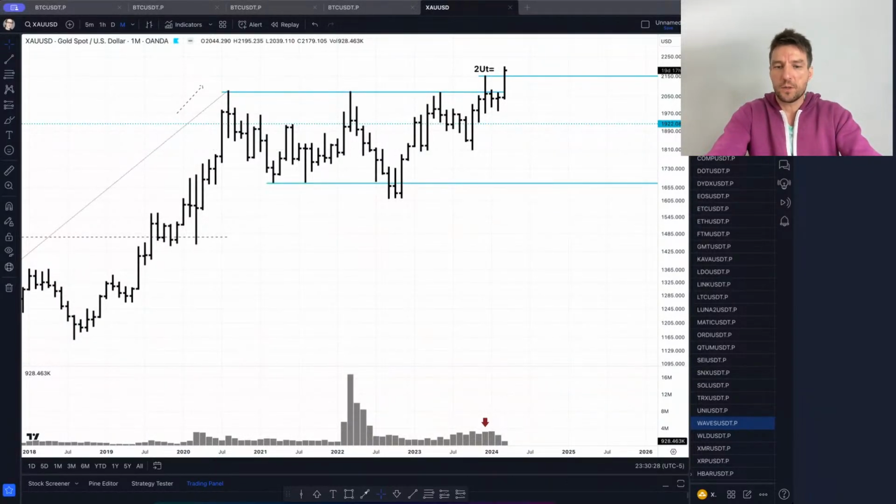So that's my view on gold. It looks bullish both on daily and monthly, but is at resistance level on monthly and needs to successfully break it first.